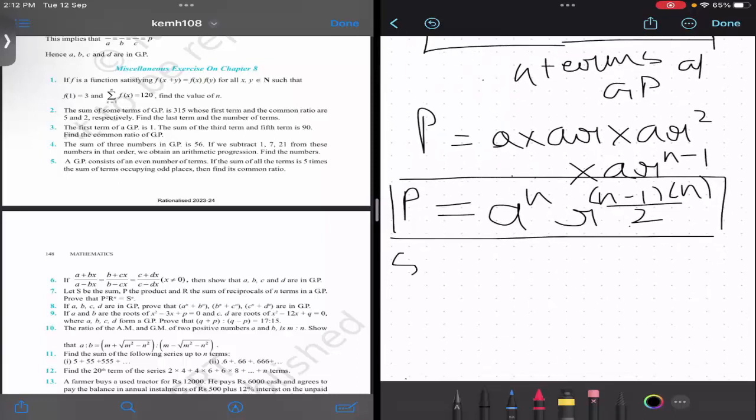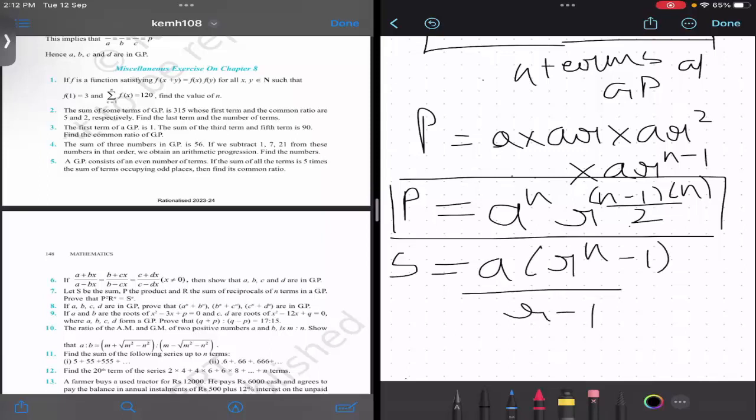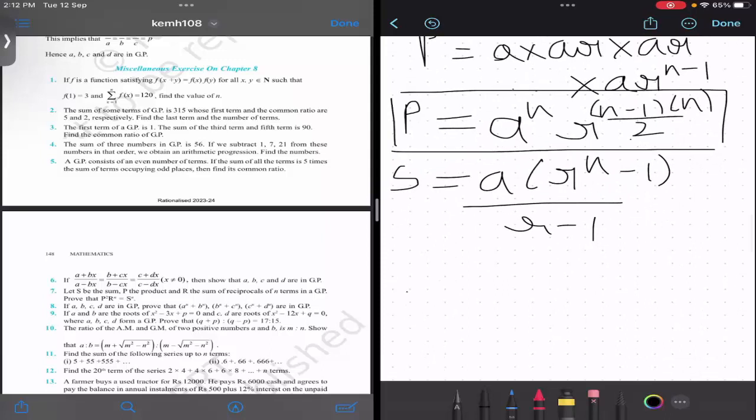Now, the summation of n terms in the GP is very straightforward. We already know the formula. It's going to be a times r raised to power n minus 1 upon r minus 1. So we also have the summation of all the terms in GP.